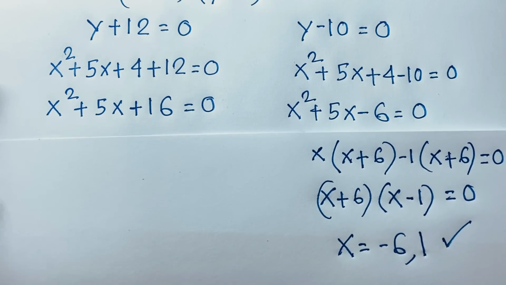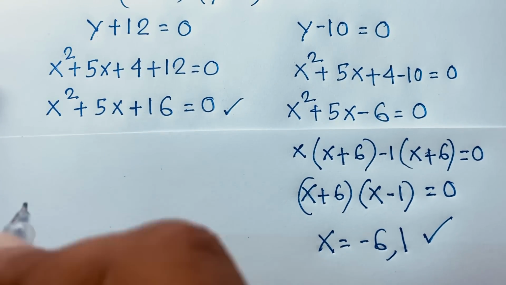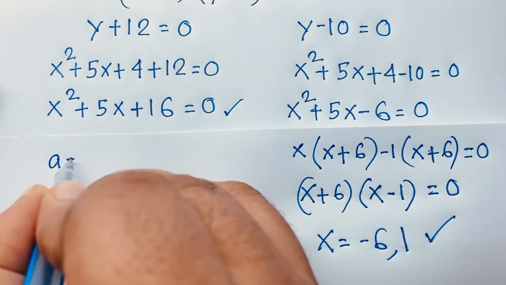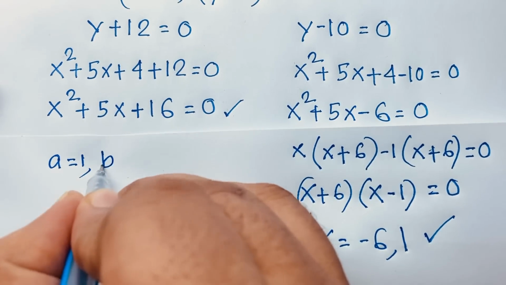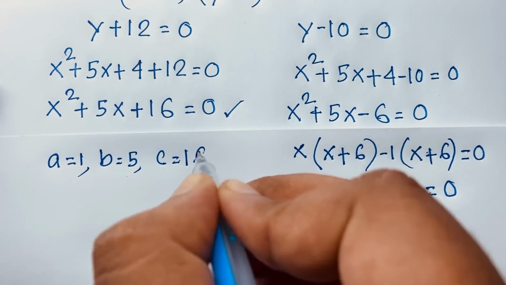But here, x is equal to what? In this quadratic equation, x is equal to what? So how do we calculate this equation? In this quadratic equation, you can easily see a is equal to 1, b is equal to 5, and c is equal to 16.